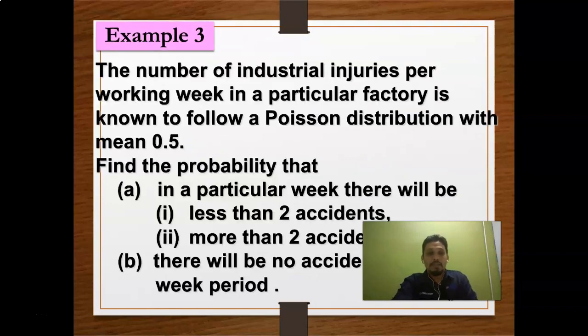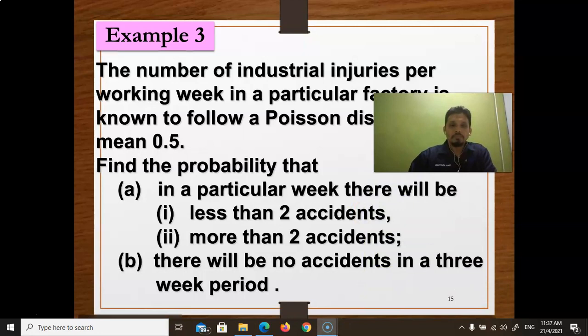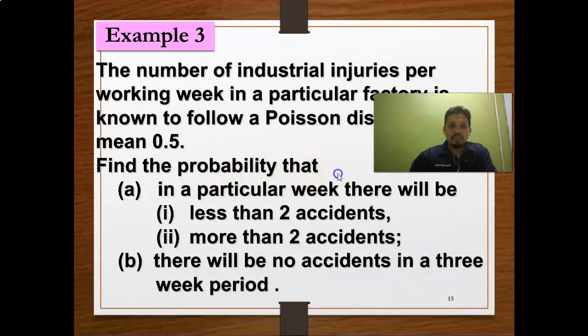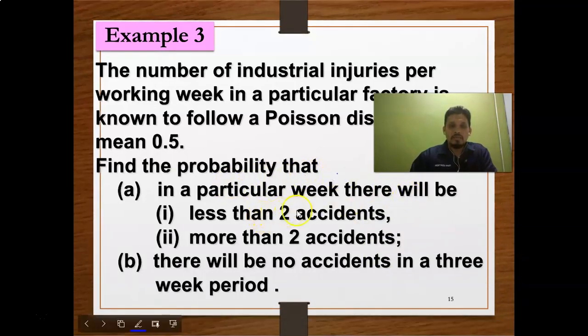Example 3: the number of industrial injuries per working week in a particular factory is known to follow a Poisson distribution with a mean of 0.5. Find the probability that in a particular week there will be less than 2 accidents, more than 2 accidents, and that there will be no accident in a 3-week period.